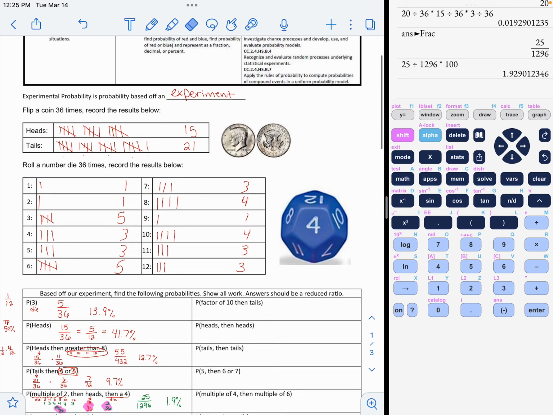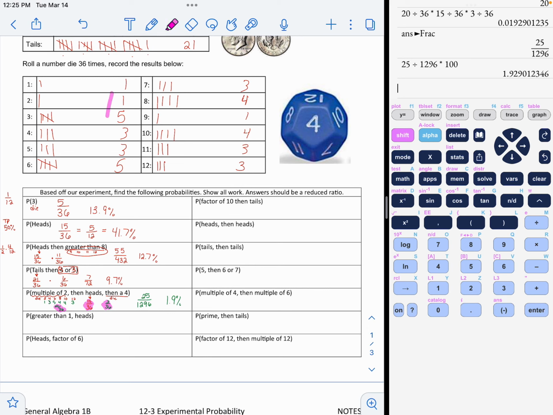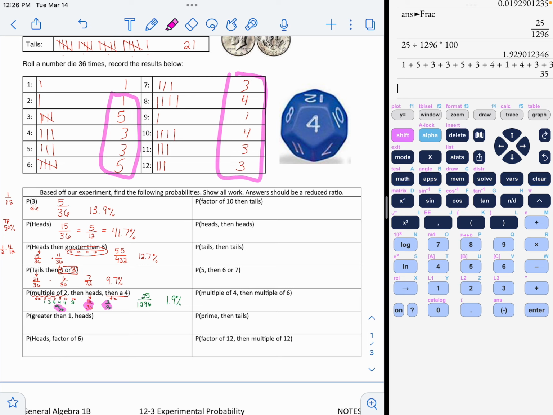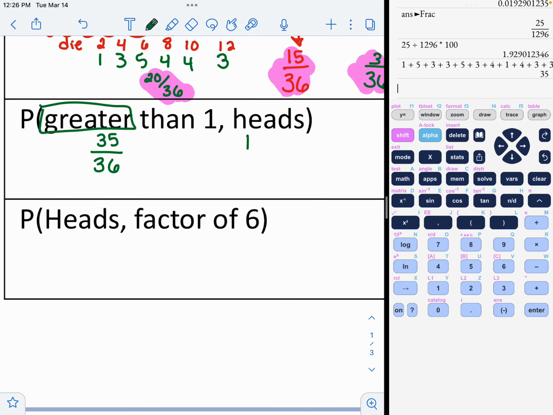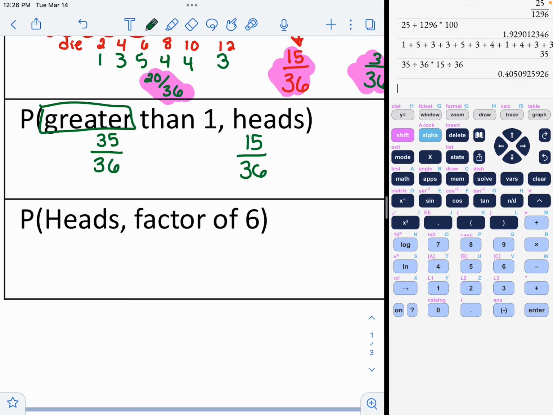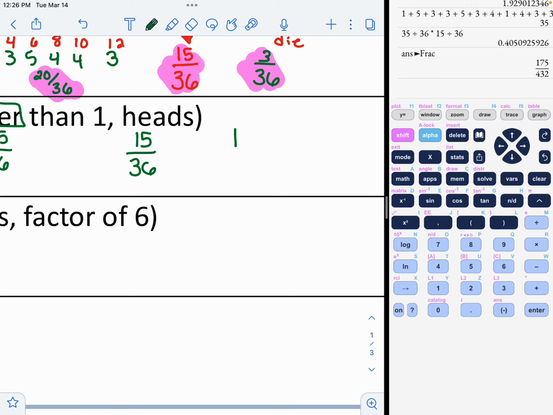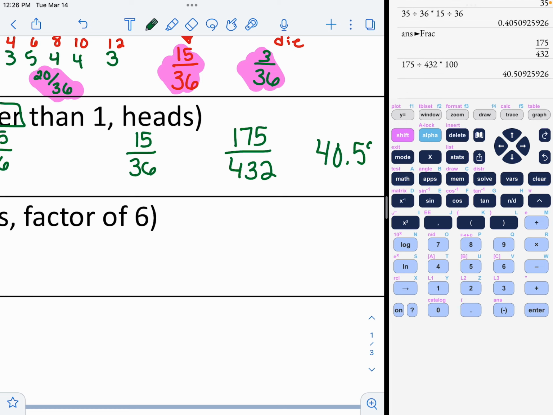So greater than 1 and heads. Greater than 1 is all of this stuff. So it would be 1 plus 5 plus 3 plus 3 plus 5 plus 3 plus 4 plus 1 plus 4 plus 3 plus 3, which should just be 35. So that happened 35 times out of 36 times, something being greater than 1. And the heads happened, I remember, 15 out of 36 times. So 35 out of 36 times 15 out of 36. So I have math enter, enter. 175 out of 432. 175 out of 432 times 100 is 40.5%.